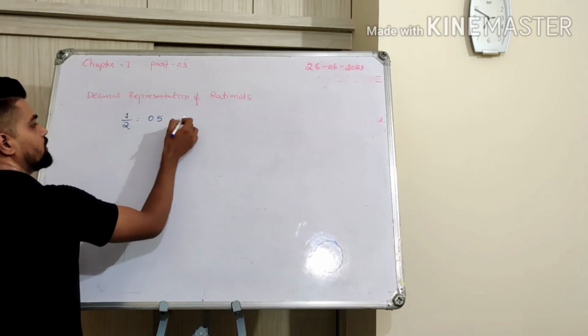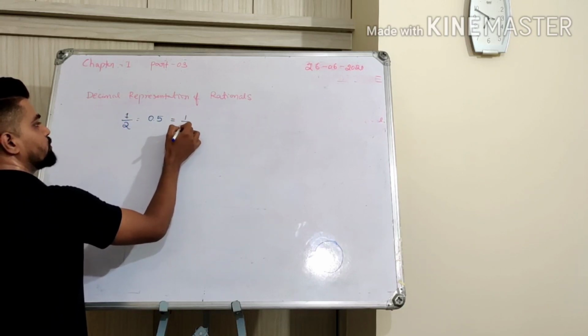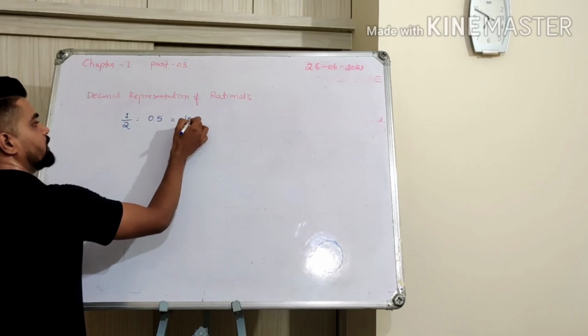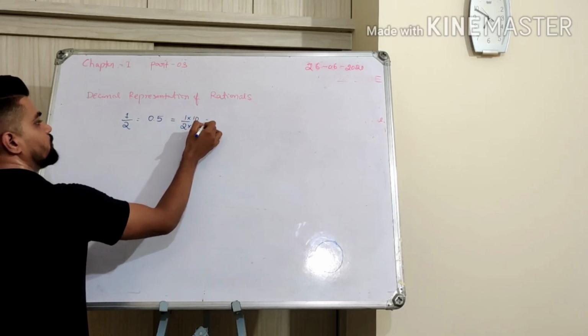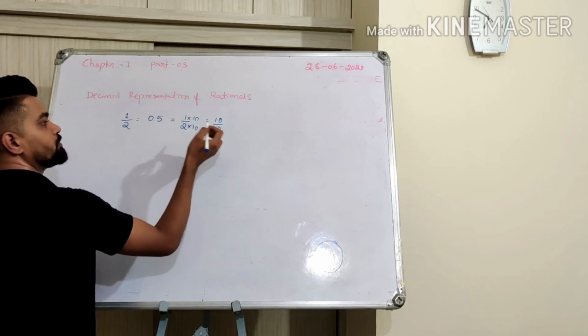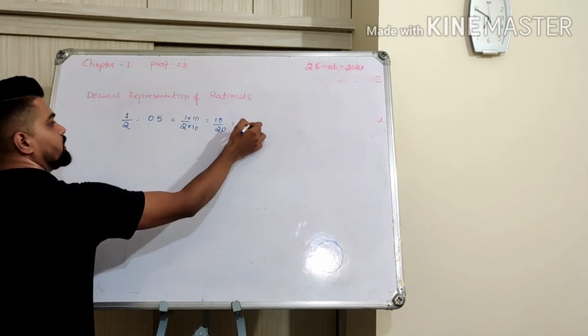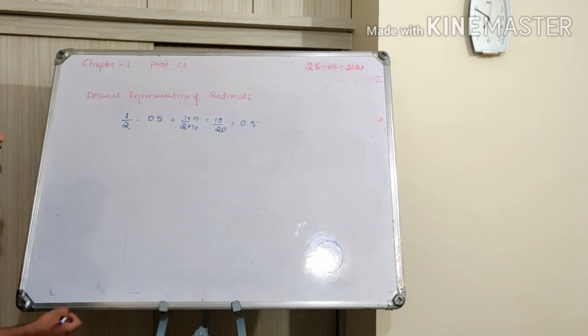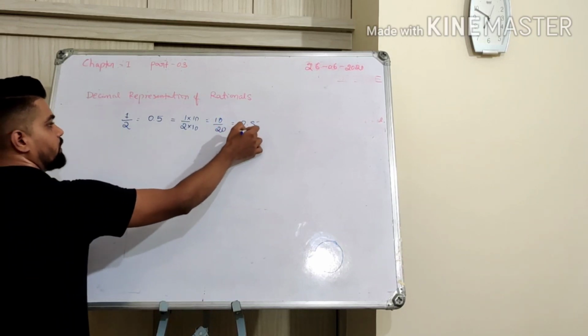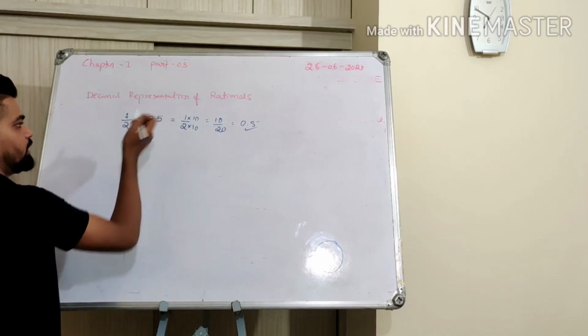So I can take 1 by 2 and multiply it by 10 on both sides. So we end up with 10 by 20, right? Further it is going to be the same 0.5, right? So this is the way of writing any rational number in the decimal form.